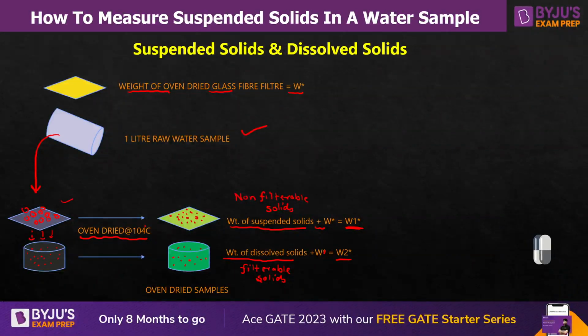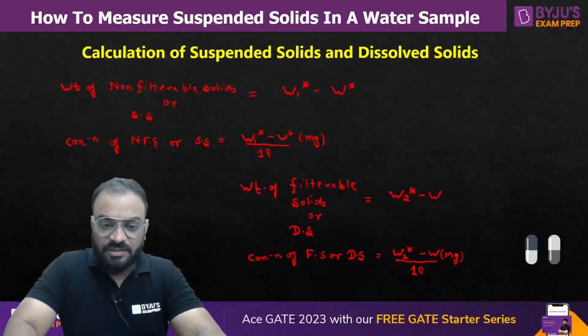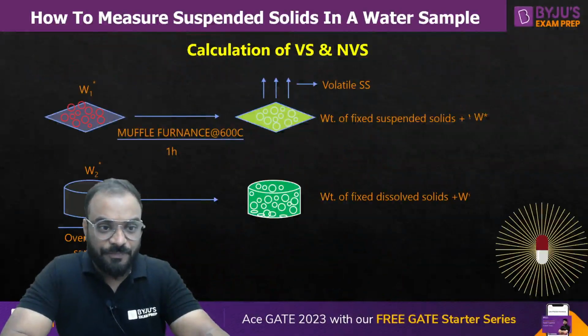You know that guys, these samples we have already put in the oven. Then these samples will become oven dry samples. So we have to use these samples which are already oven dry, whose weights we already know, W1 star and W2 star, correct? Now guys, let's understand how we can measure it.